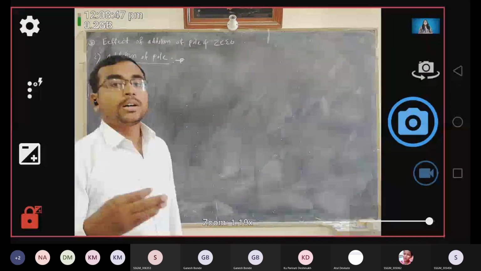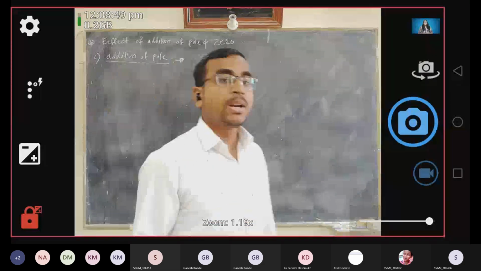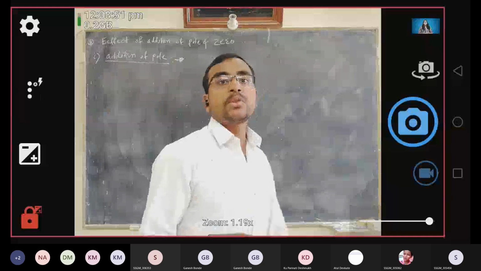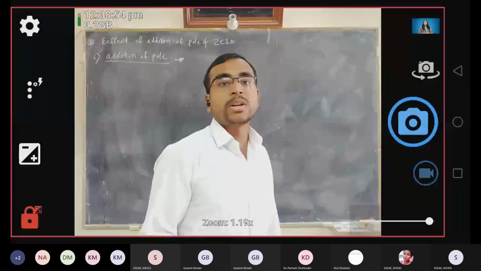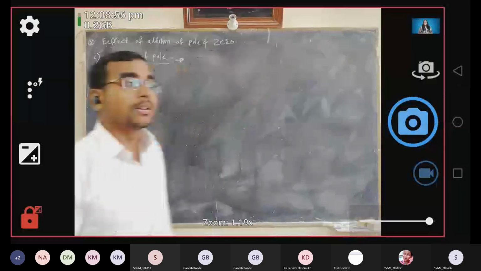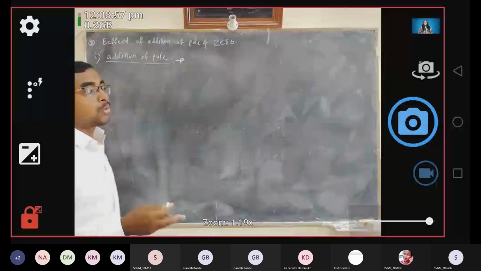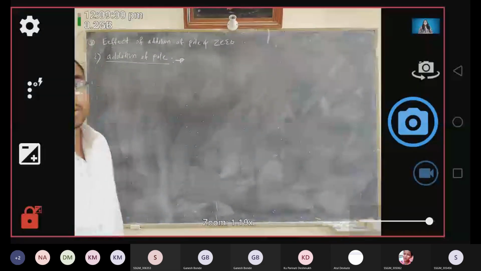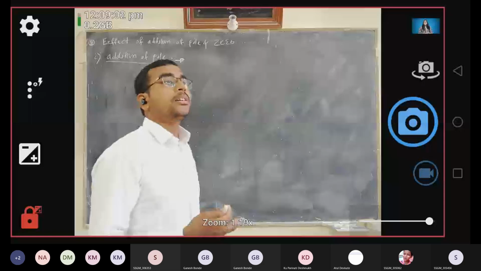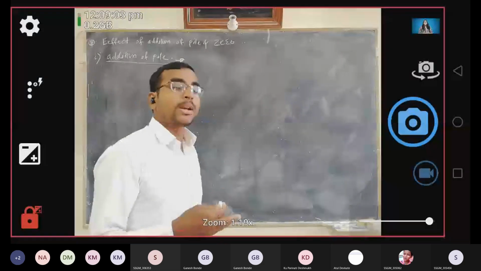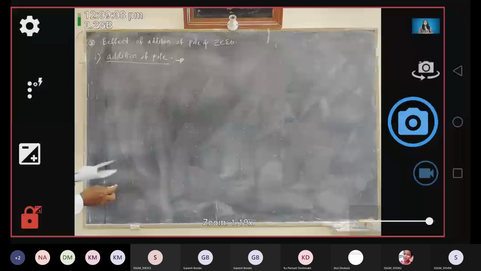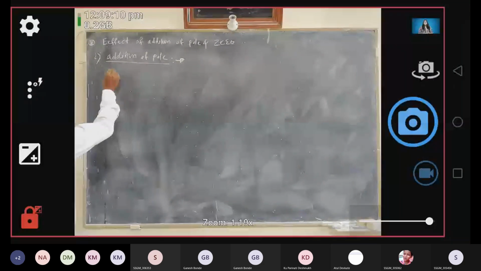This part is related to the design purpose or the stability determination purpose. Suppose you have analyzed the system and found that your system is unstable, then how do you make your system stable? For that purpose, we may use addition of pole or addition of zero. That is the basic purpose behind it. So let's take an example.